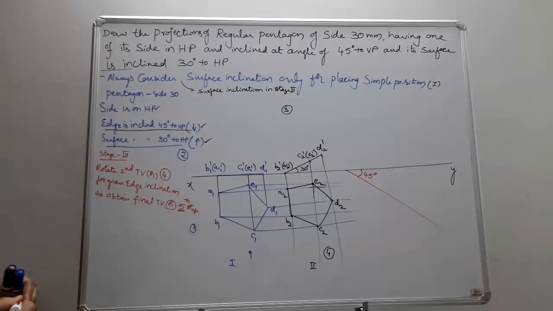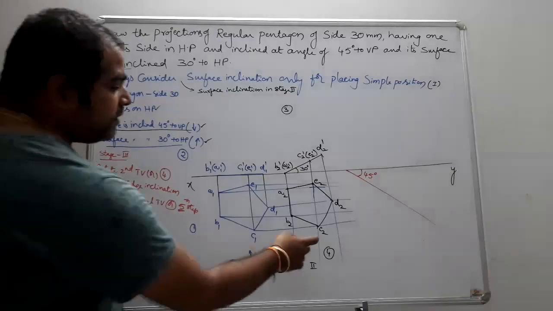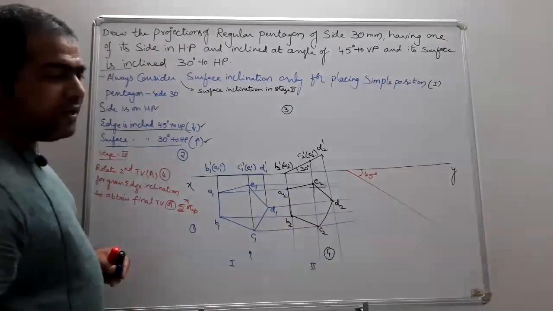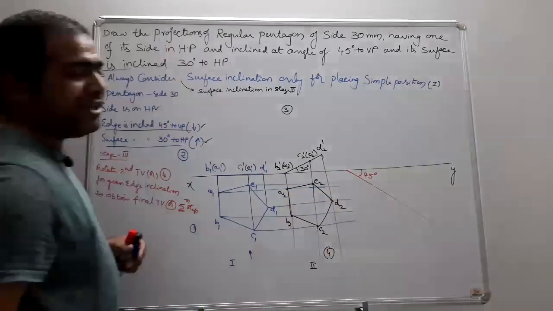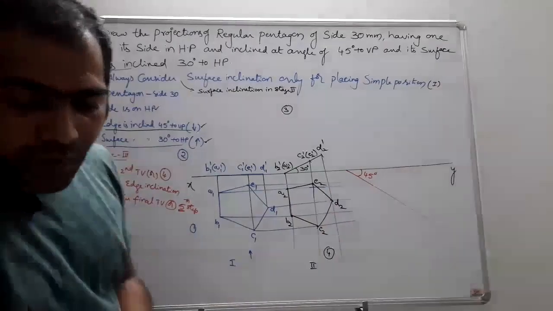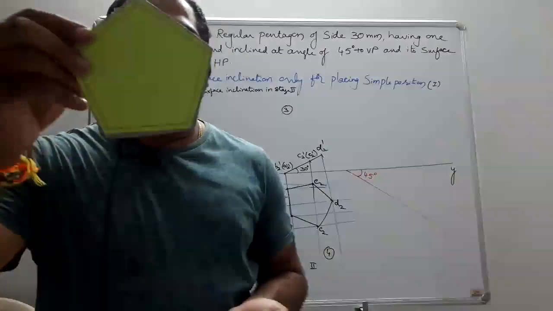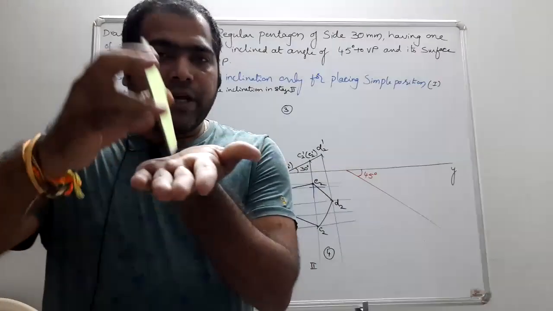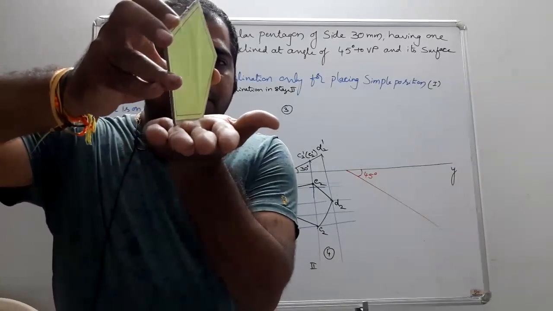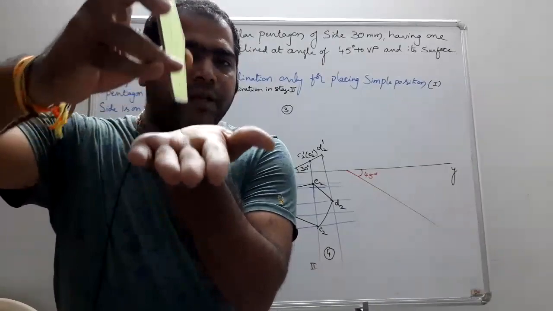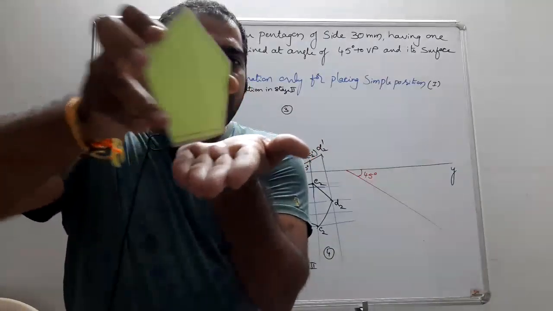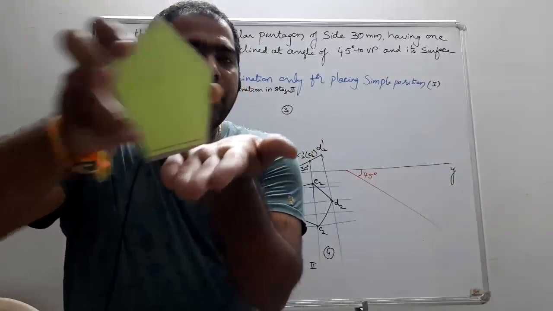Now what is our second top view? The second top view is the fourth step, and it should be reconstructed at 45 degrees such that the edge is always at 45 degrees. Reconstruct in such a way that this edge which is resting is at 45 degrees. Why? Because here is the pentagonal plane, the edge is on HP, the surface is inclined 30 degrees, and the resting edge makes an angle of 45 degrees to VP. That means the edge makes an angle of 45 degrees, like this. So we are supposed to place our edge on this 45 degrees line.